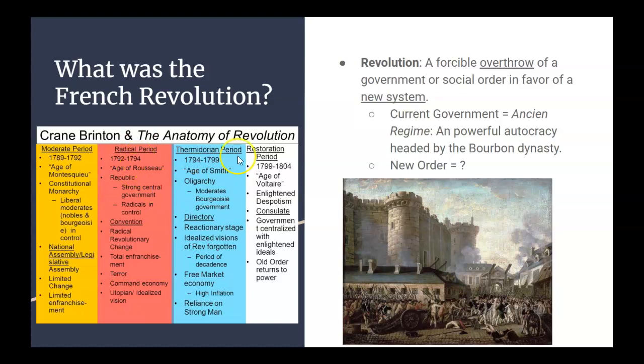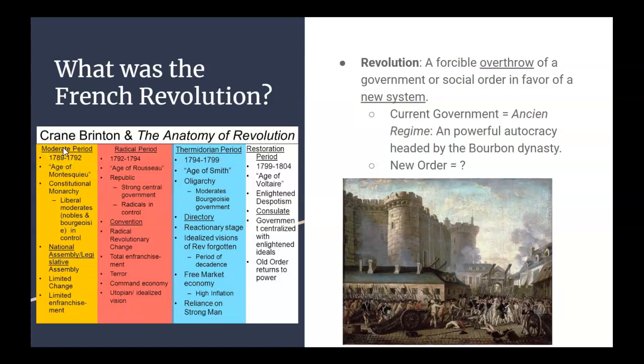First period, which you don't got to write down all this stuff, just write down what the period is and kind of what characterizes this period. I'll go slow for you, just so you understand it. But Crane Brinton says that revolutions go through 4 periods. When revolutions start, they start with a moderate period. So write down 1 equals moderate period in your what column of your notes.